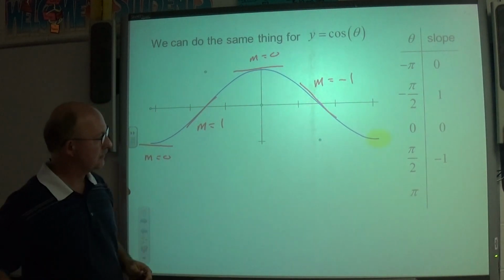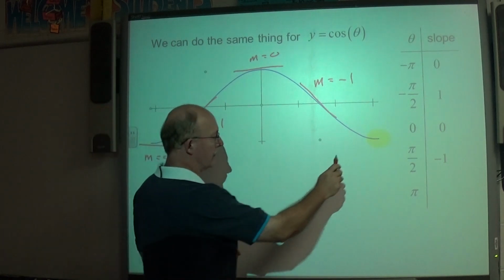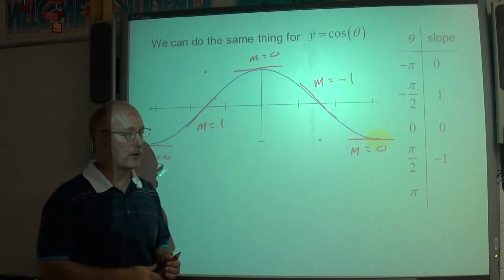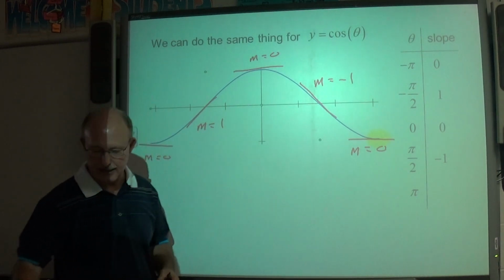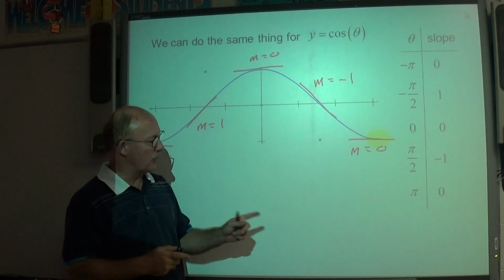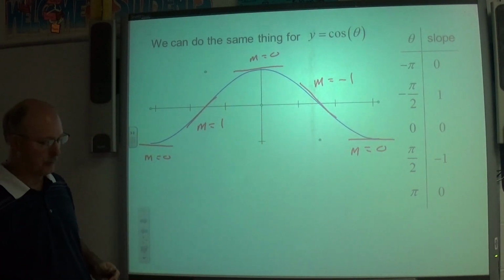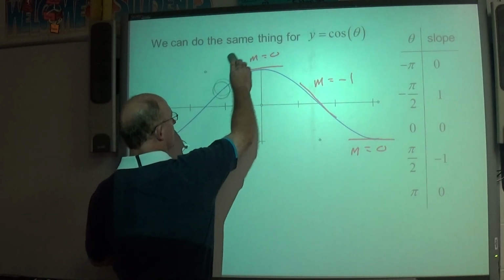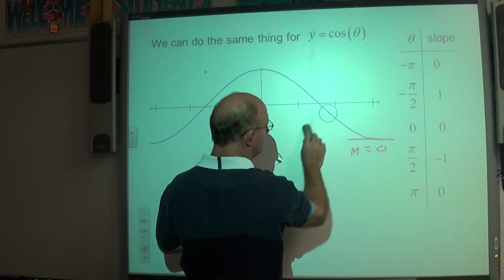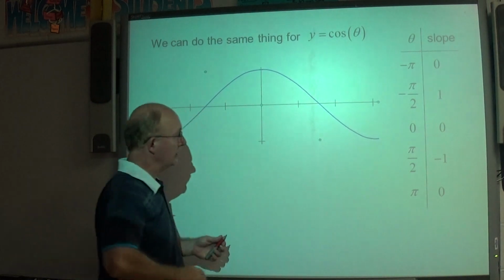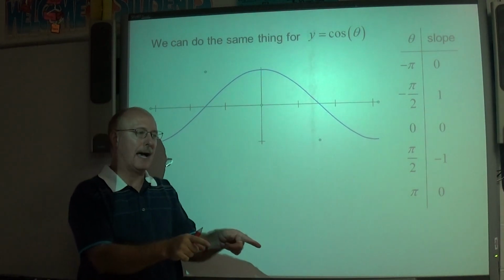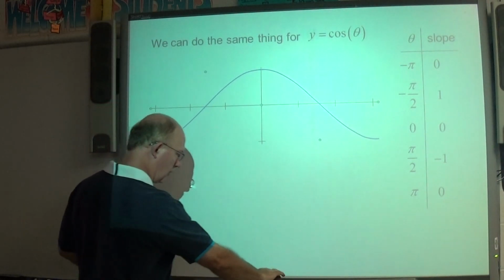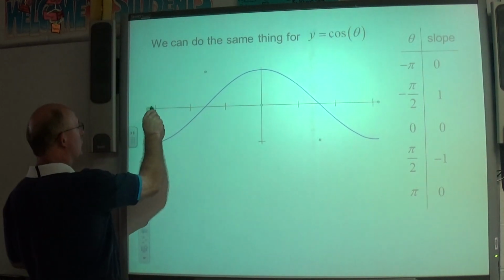One more place, let's try pi. If you draw your tangent line to the curve, it's a horizontal line, and the slope is 0 again. So at pi the resulting slope is 0, giving pi, 0. Now let me erase this and take a look at our points. We said the derivative of sine was cosine, so let's see if the derivative of cosine is sine.